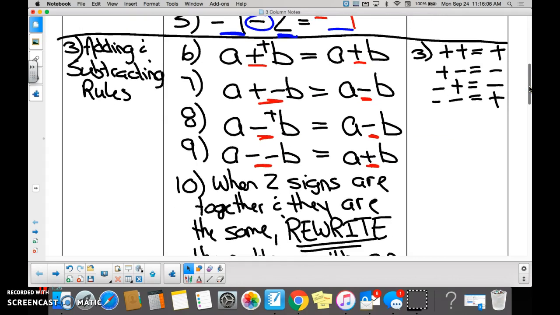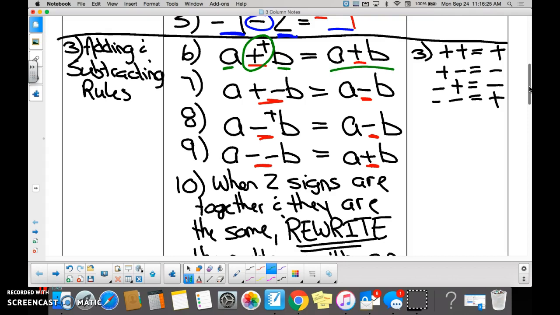So we use some algebra. We use some variables, right? So if you have A and you're going to add positive B, and you have 2 signs, are you ever going to have this? No. But if you did, you would just rewrite it as, instead of A plus positive B, you'd rewrite it as? A plus B.